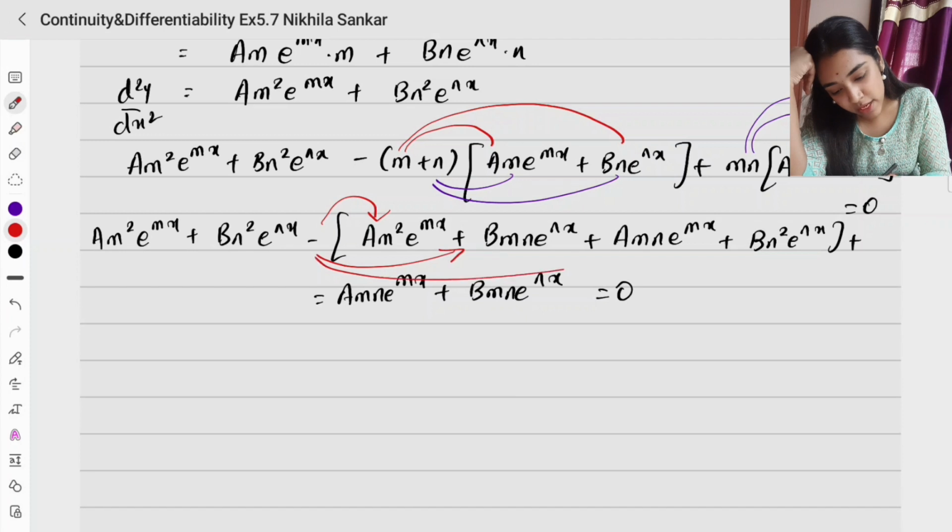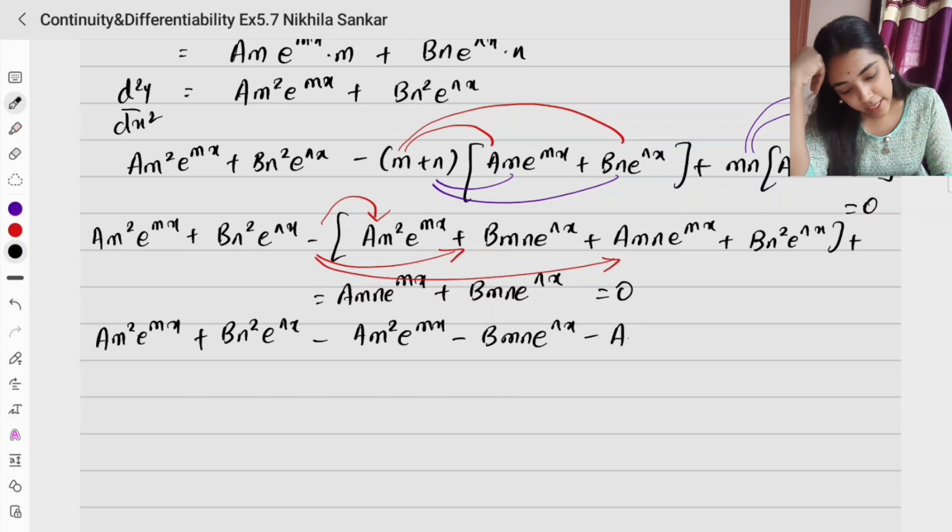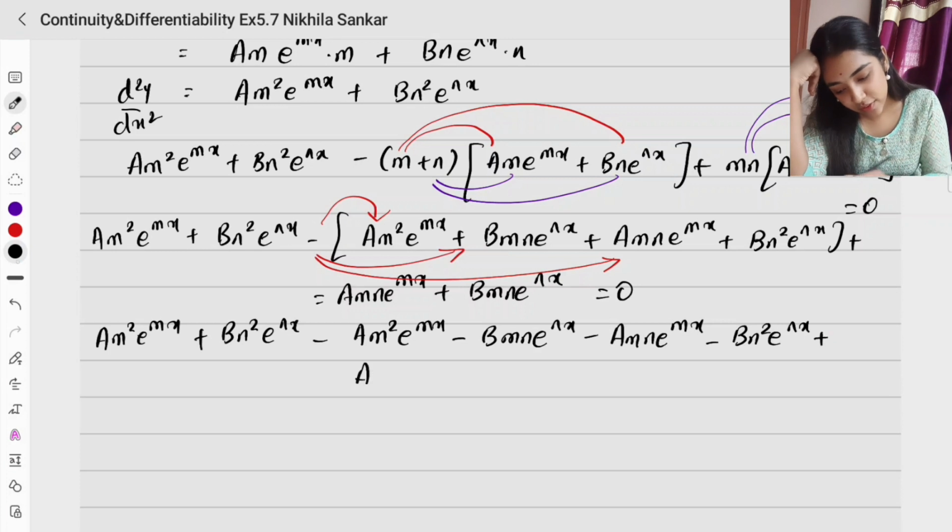Now I'm going to multiply the minus inside. For each and every term I'm going to multiply the minus inside. So I'll be left with a m square e to the mx plus b n square e to the nx minus a m square e to the mx minus b m n e to the nx minus a m n e to the mx minus b n square e to the nx plus the rest of the terms. Here it will be plus. So I'll have plus a m n e to the mx plus b m n e to the nx equals 0.